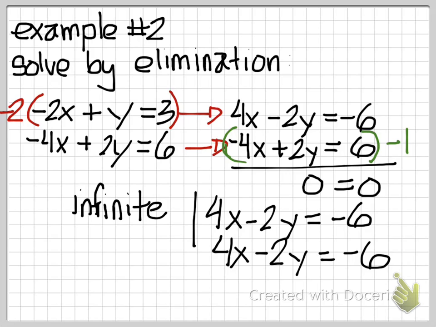You have an identical set of equations. One is equal to the other. So when you graph one, you'll graph the other one exactly on top of it. They overlap each other. So every value of x and every value of y satisfies this system because they're the same line.